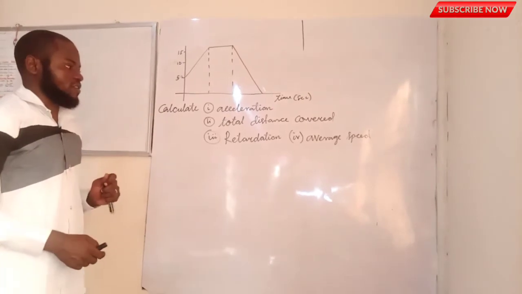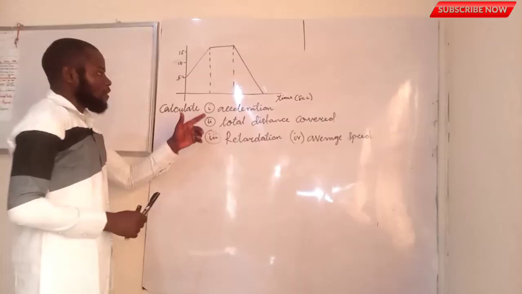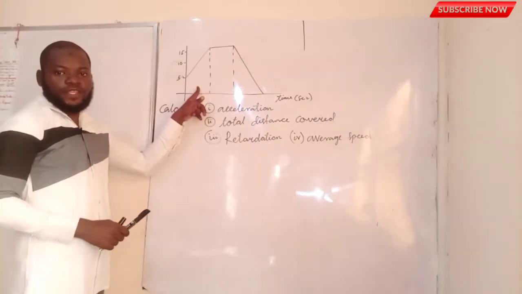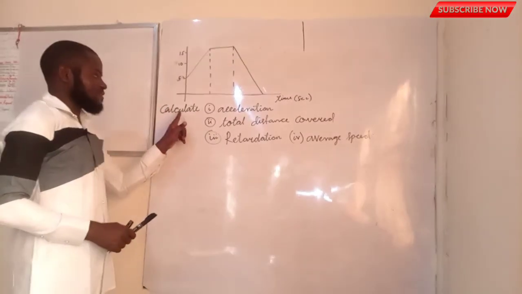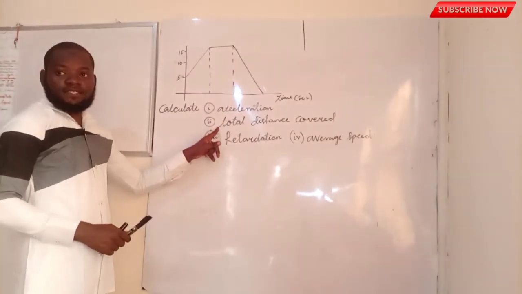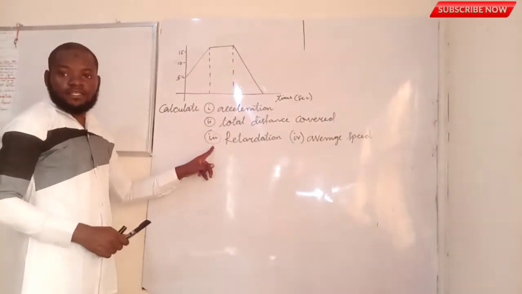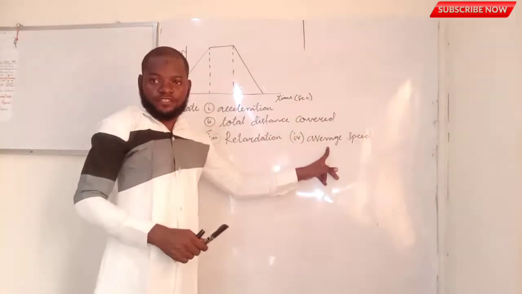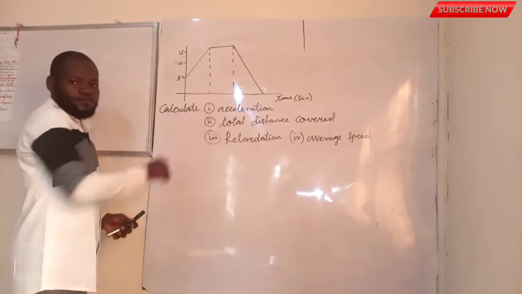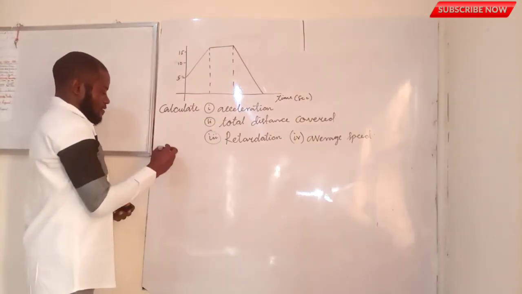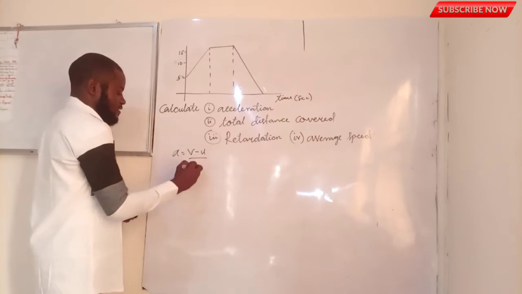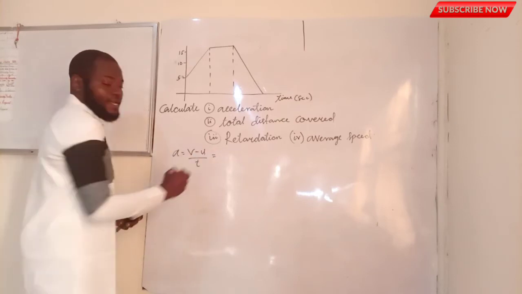So here we have question number 1. How do we solve this question? This is the velocity time graph now. And the question says, calculate the acceleration of the body, the total distance covered, the retardation of the body, and the average speed. Now, for acceleration, we know that acceleration is the change in velocity all over time.